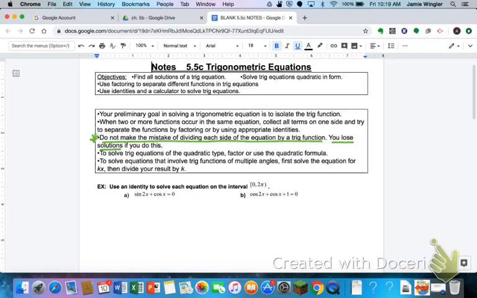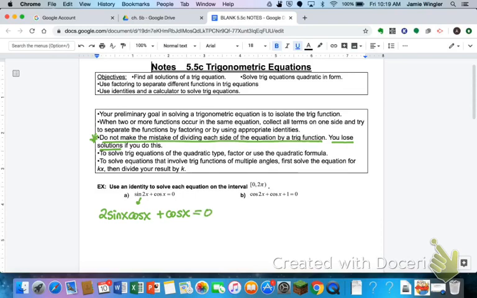Your goal when solving a trig equation is to use an identity, if needed, to get your equation into one trig term that is factored. Once it's factored, you can actually solve. So in example A, we are going to change the sine of 2x to 2 sine of x cos of x.